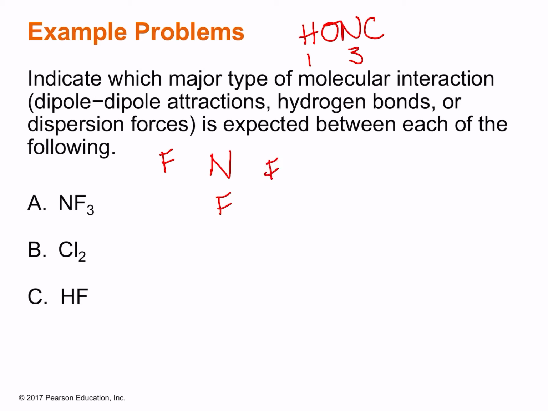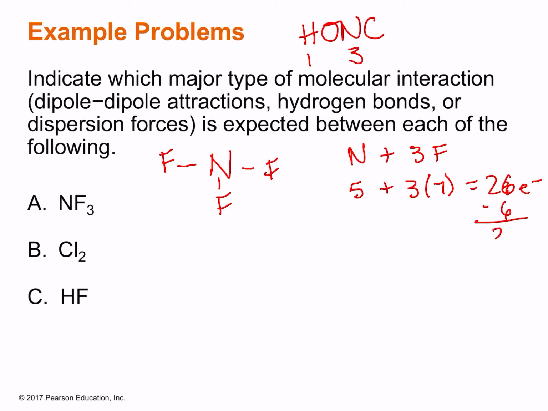When we do this, we need to figure out how many electrons we have. So we have nitrogen plus 3 fluorines, so 5 plus 3 times 7. So we get 26 electrons. We're going to use up 6 making bonds, which means we have 20 left to use. So 1, 2, 3, 4, 5, 6, 7, 8, 9, 10, 11, 12, 13, 14, 15, 16, 17, 18, 19, 20. 20 electrons.